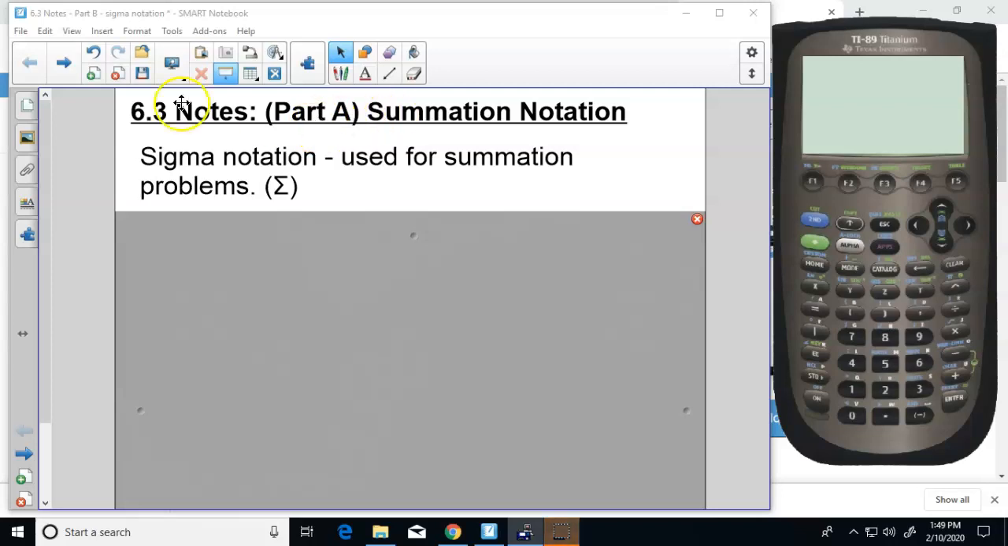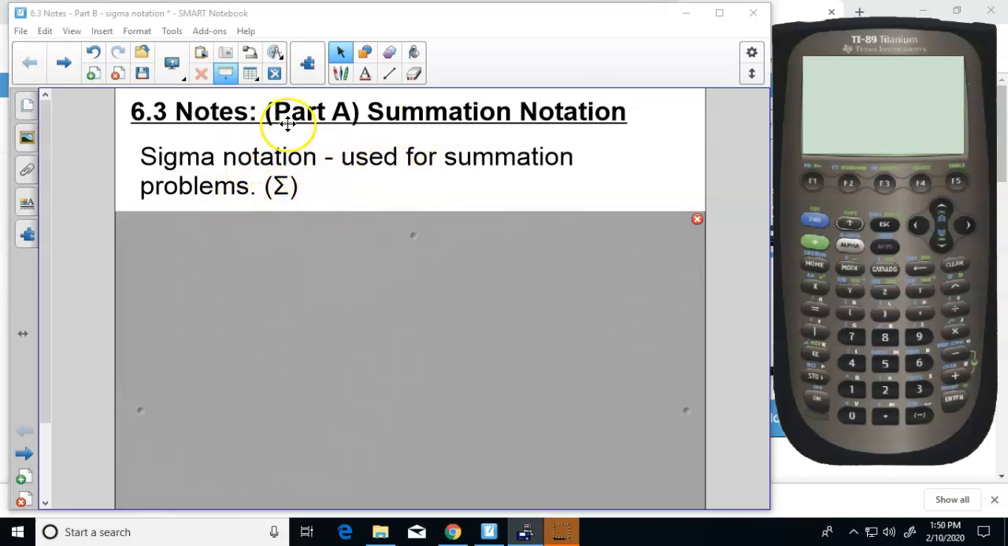Alright, so today we will be doing 6.3 notes, the first part of them, which is summation notation. Summation notation is also sometimes called sigma notation because this fancy letter right here is a sigma, your Greek letter for sigma.